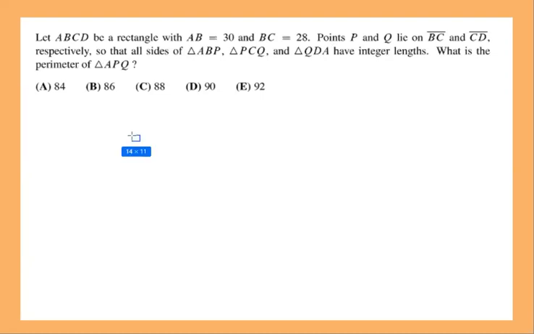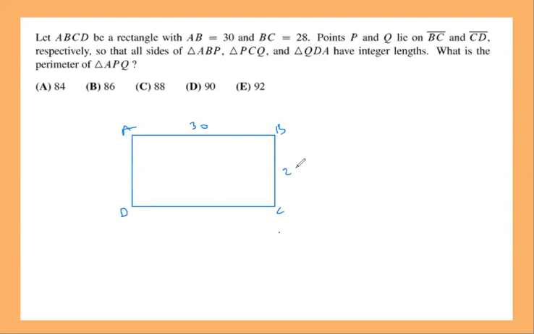So let me start by drawing my picture. We are told this is A, B, C, D, right? So let's label those: A, B, C, D. And AB is 30, so let's say this is 30. BC is 28. Okay, P and Q lie on BC. There is a P right there, and Q is somewhere here. Right now I don't really know their places, I just randomly put those points respectively.